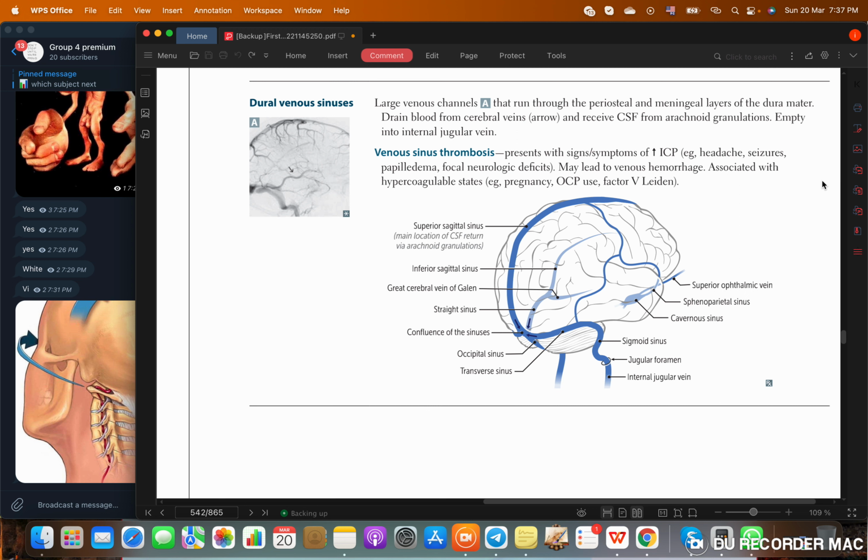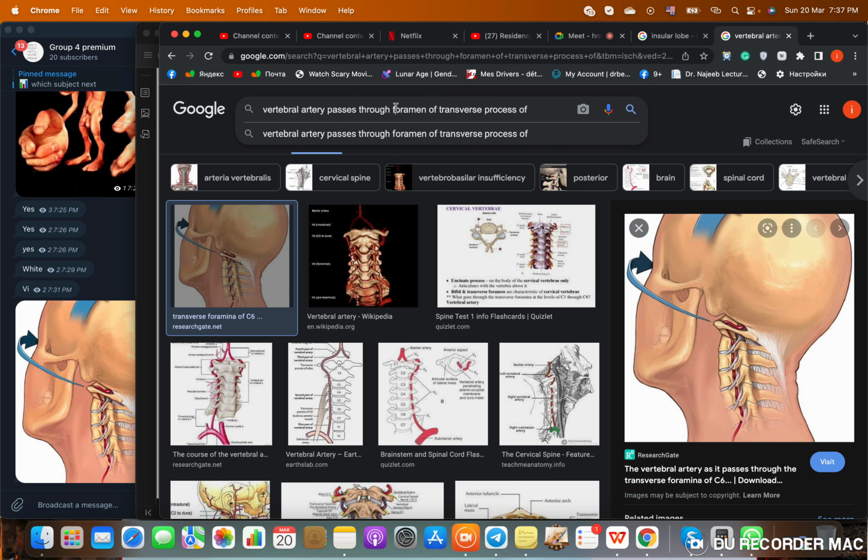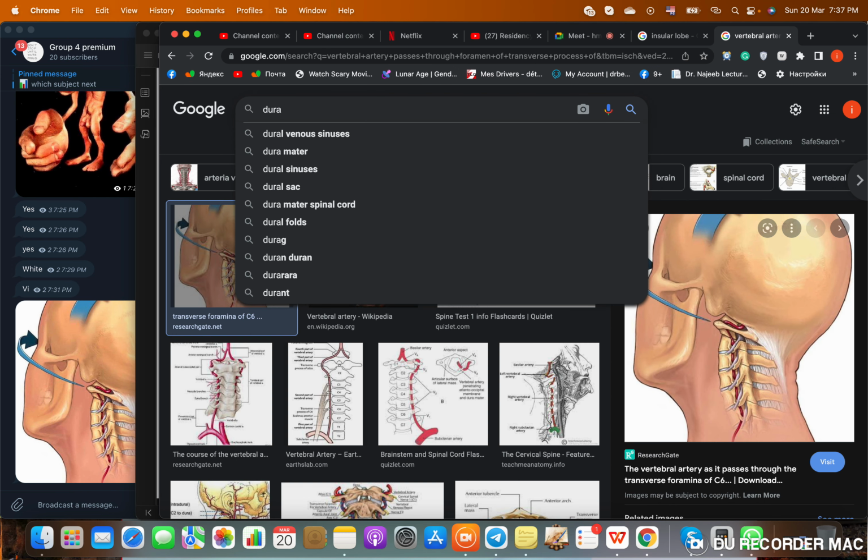After we have made the CSF and circulated it, it's time to retire the CSF and send it to the dural venous sinuses as well. They are large venous channels that run throughout the periosteal and the meningeal layer of the Dura Mater. Remember, the Dura Mater was the outermost layer.